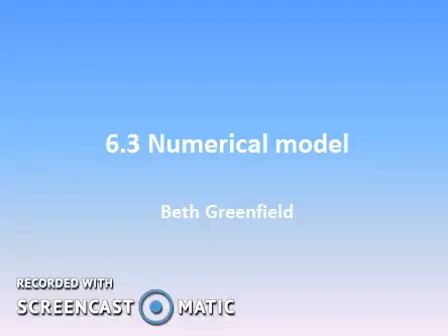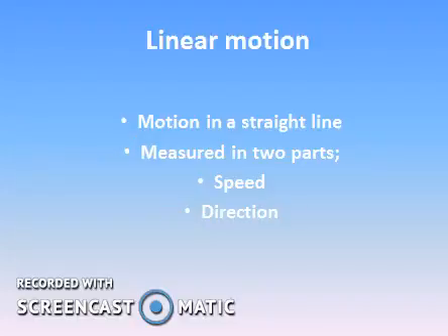6.3 Numerical model. Linear motion is motion in a straight line. It's the most basic of all motions. Objects will continue to move in a straight line until they are stopped. Under everyday circumstances, gravity and friction combine to bring objects to rest. Linear motion is measured in two parts, speed and direction. Together these make up velocity.